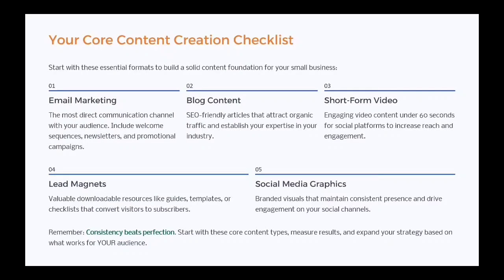So here we go. Here is your core content creation checklist. Start with these essential formats to build a solid content foundation for your small business. Short form video marketing, email marketing, blog content, lead magnets, social media graphics. Remember, consistency beats perfection. I said that before. Start with these core content types, measure results, and expand your strategy based on what works for you.